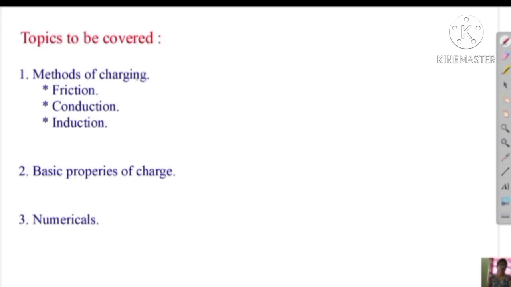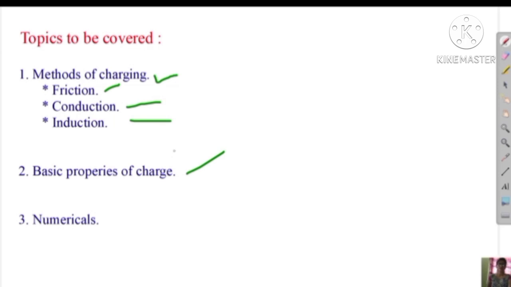Topics to be covered in this session are methods of charging. In the methods of charging, again there are three kinds of charging. Those are friction method, conduction method and induction method. The next one is basic properties of charge and some numerical problems related to properties of charge.